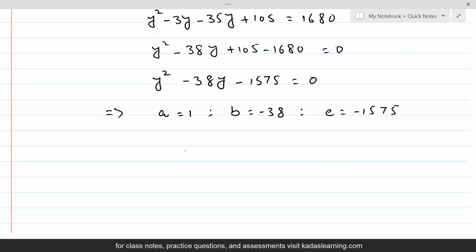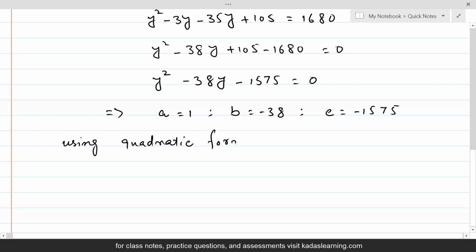Therefore, we will use the quadratic formula. Using the quadratic formula, we have y equal to minus b plus minus square root of b squared minus 4ac, divided by 2a.